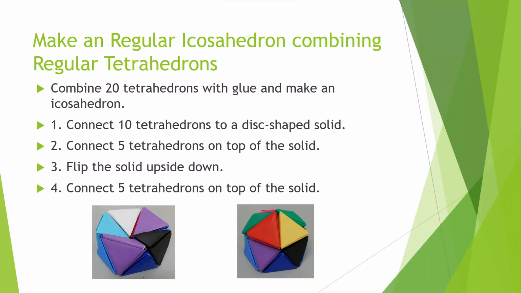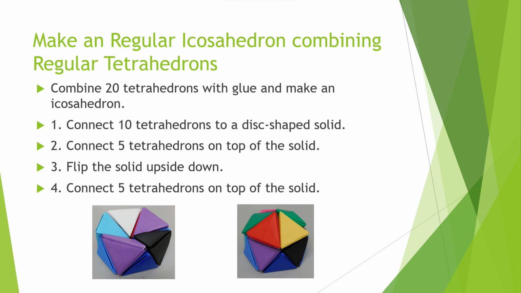Now, let's combine 20 tetrahedrons with glue and make an icosahedron. 1. Connect 10 tetrahedrons to a disc-shaped solid. 2. Connect 5 tetrahedrons on top of the solid. 3. Flip the solid upside down. 4. Connect 5 tetrahedrons on top of the solid.